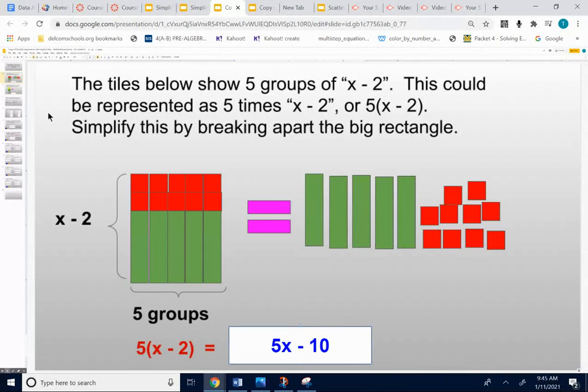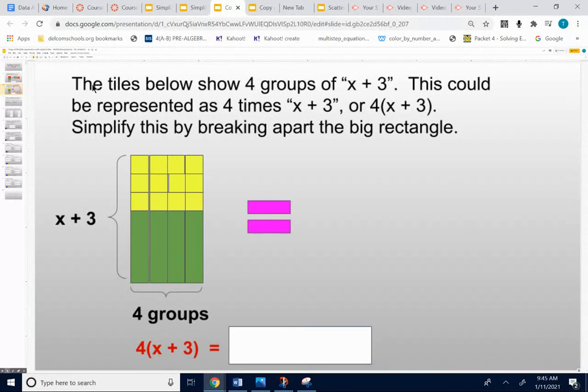Okay, look at another one. This is slide 3. We want to look at 4 times x plus 3. That means 4 groups, and each of those 4 groups has an x and a positive 3. So I want to break this all apart, and to save a little time, I'm going to grab a group, that doesn't mess you up.